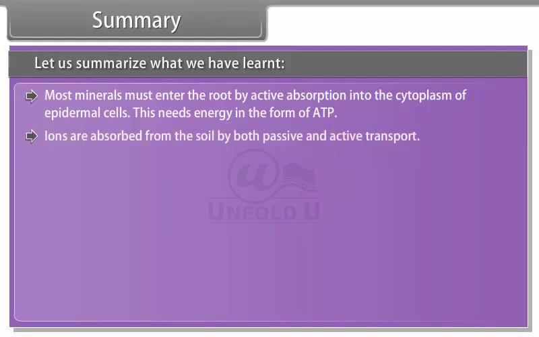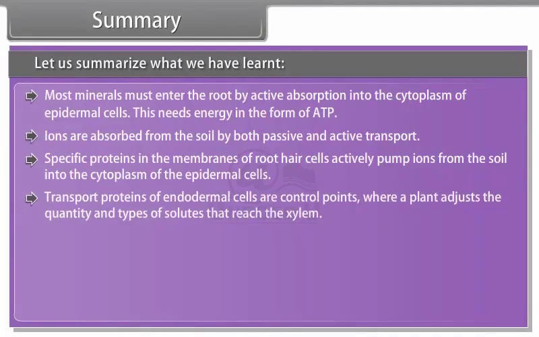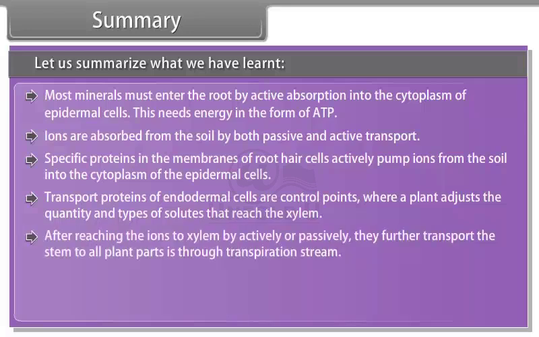Ions are absorbed from the soil by both passive and active transport. Specific proteins in the membranes of root hair cells actively pump ions from the soil into the cytoplasm of the epidermal cells. Transport proteins of endodermal cells are control points where a plant adjusts the quantity and types of solutes that reach the xylem. After the ions reach the xylem, actively or passively, their further transport through the stem to all plant parts is through the transpiration stream.